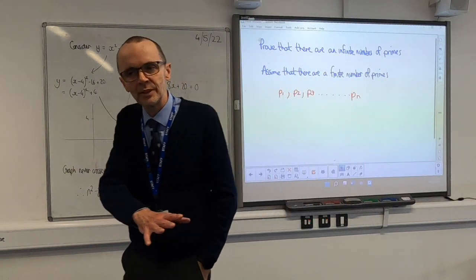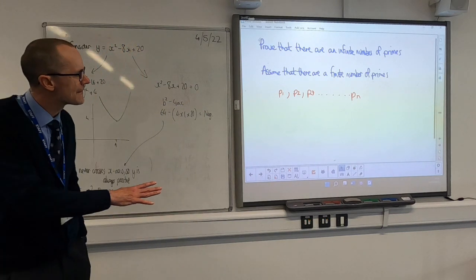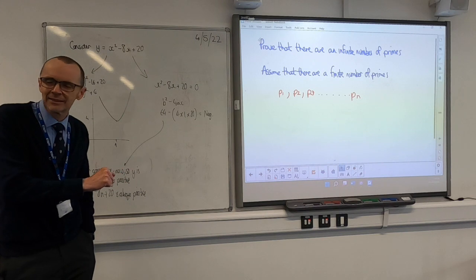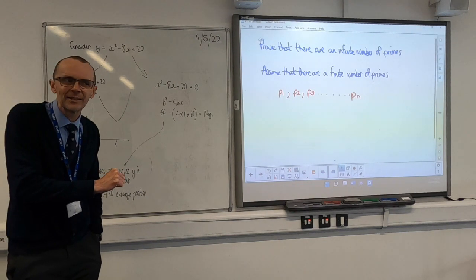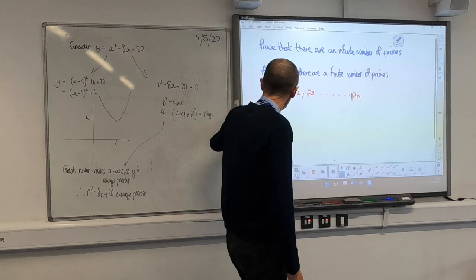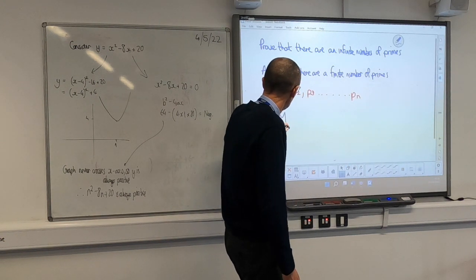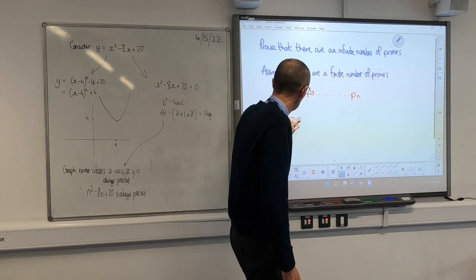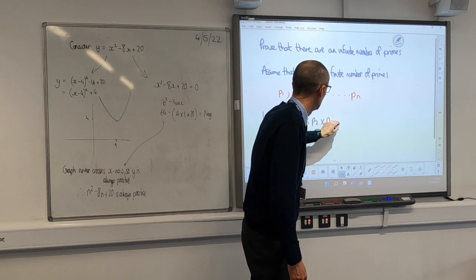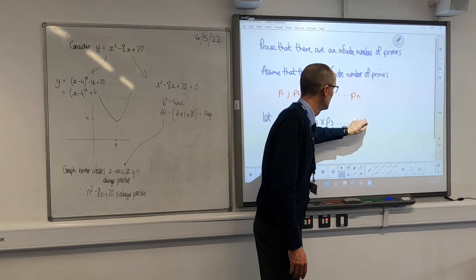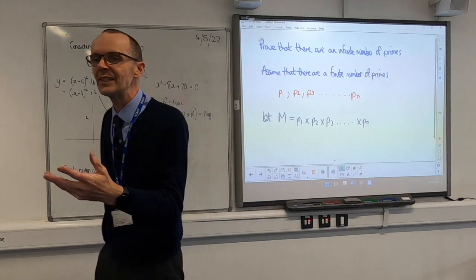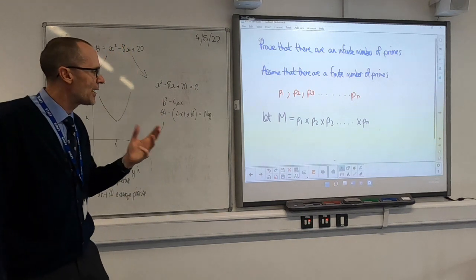And do you remember what Euclid did? What was the first step in his proof? He multiplied them all together. So let's let big M equal P1 times P2 times P3. So what you've got here is a number that is in every times table.